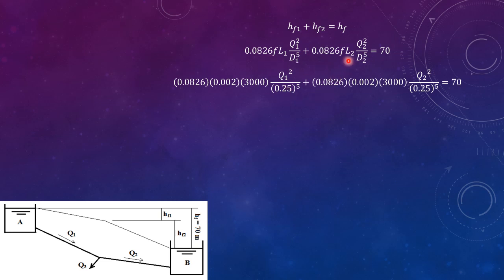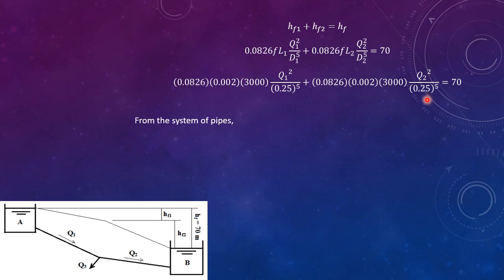f is given as 0.002. L1 and L2 are both equal to 3,000 meters, which we got from dividing 6,000 meters by 2. Q1 and Q2 are both unknown. D1 and D2 are both equal to 0.25 meter.